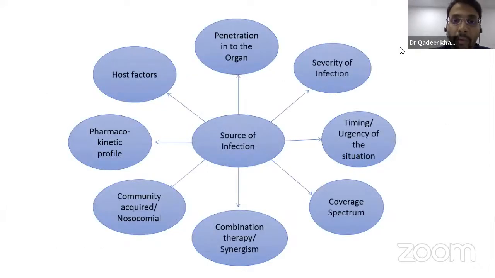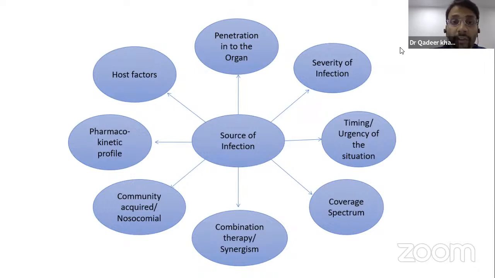When we find a probable source of infection in a patient, we need to know the severity of infection, how early we should start an antibiotic, and the urgency of the situation. We need to know what spectrum the antibiotic we are thinking of will cover, and whether we'll start with combination therapy, synergism therapy, or a single therapy. We also should know whether it's a community acquired or a nosocomial infection. As I said, the pharmacokinetic profile matters, because the patient has variable factors which influence the absorption, distribution, and excretion of drugs. That is more important based on the host factors.